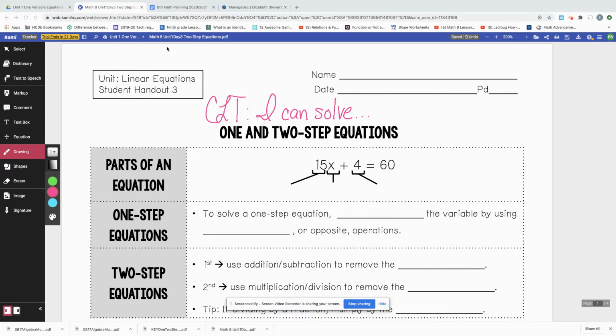Today is August the 18th. And today our clear learning target is, I can solve 1 and 2-step equations.